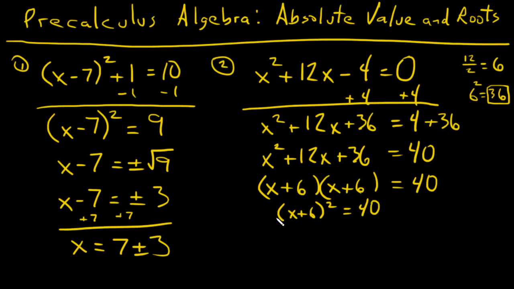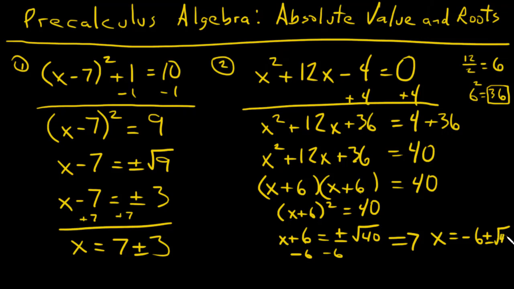Now I can use the square root method. So I take the square root of both sides. I'm going to get x plus 6 equals plus or minus square root of 40. Subtract 6, and then I am left with x equals negative 6 plus or minus root 40. And I'm totally fine with you leaving it like that. Alrighty, hopefully that went well. And I definitely hope the next one goes well. That's the quadratic formula, so let's knock that one out.